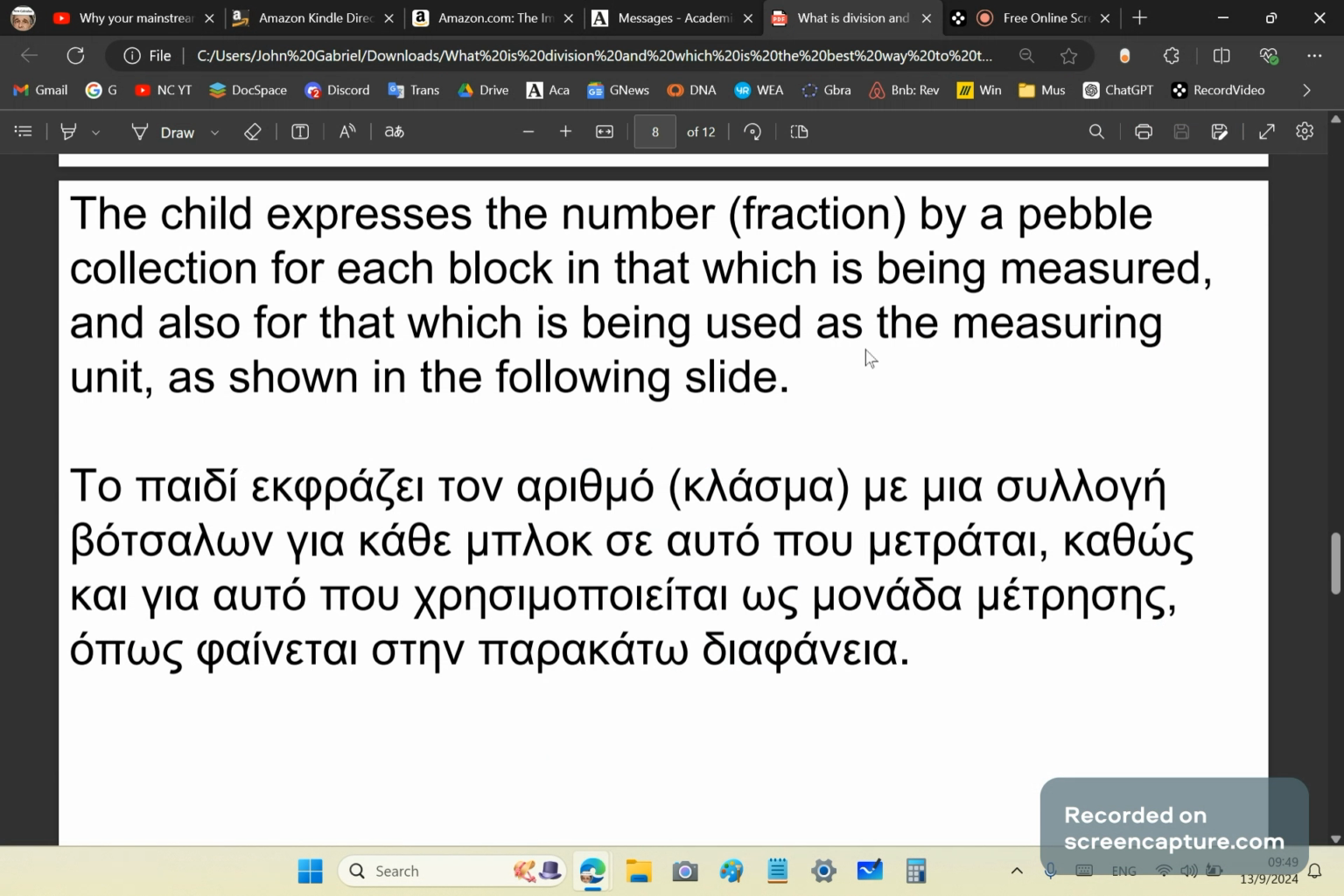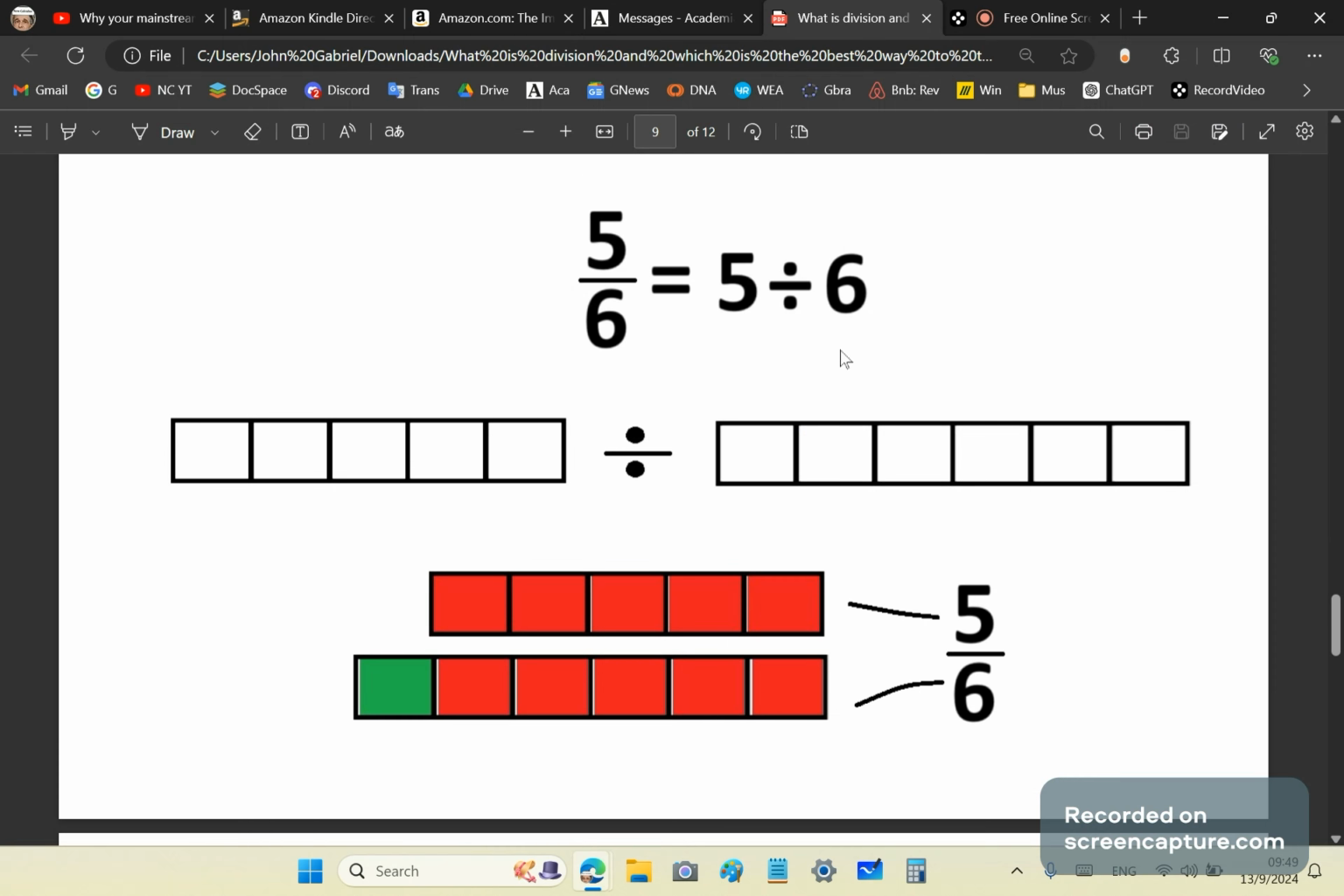as the measuring unit as shown in the following slide. So all the kid will do is take a pebble out for each one of these and write it on top of a vinculum and take a pebble out for the unit. And this here is the name given to the measure that describes a ratio of magnitudes. The kid doesn't need to know anything about numbers. So you can do division with any kind of number, not just with whole numbers and what have you.